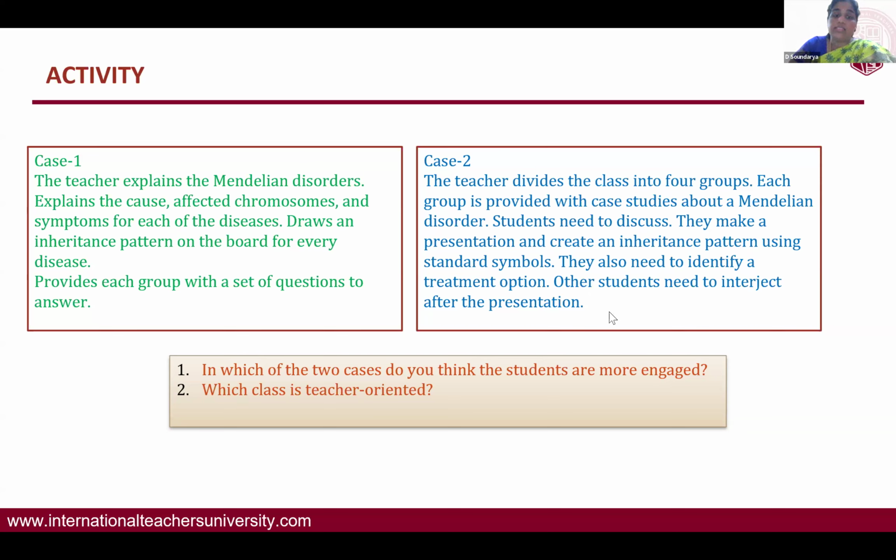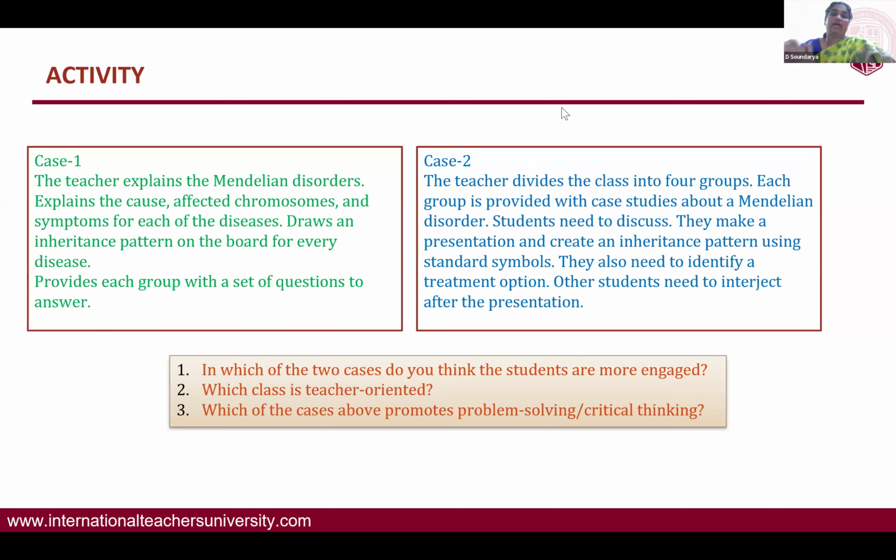Which of these cases do you feel is inculcating more problem solving and critical thinking? Case 1 or case 2? Yes, case 2. Thank you, Jayashree. Thank you, Sunita, Dina ma'am, Mark, Asha.